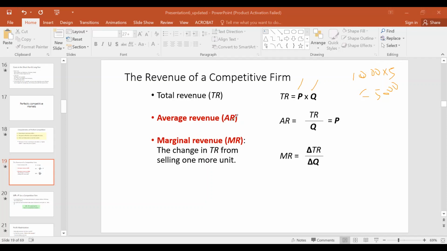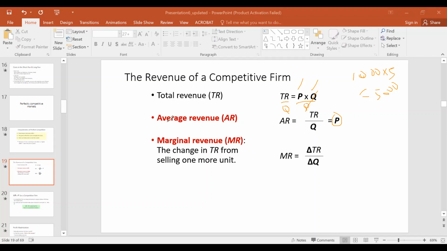Similarly, what is average revenue, AR? Take your total revenue and average it. Spread it over how much you've produced. You want to see your average per unit revenue. Think about it. If you divide this by Q, the Q will cancel this Q. That's why we are left with only P here. So average revenue is total revenue over quantity, which is the same as price.